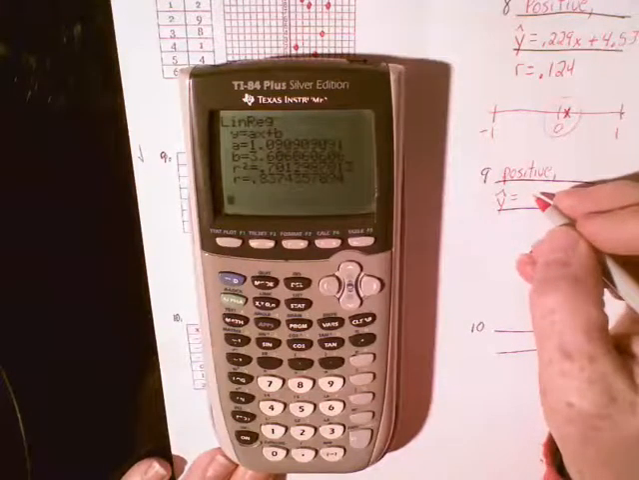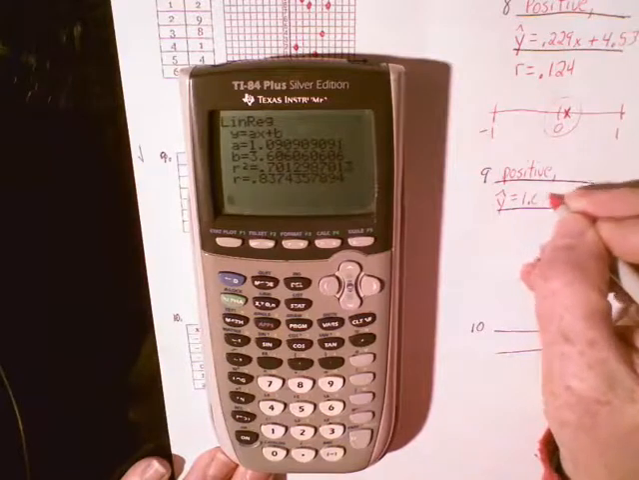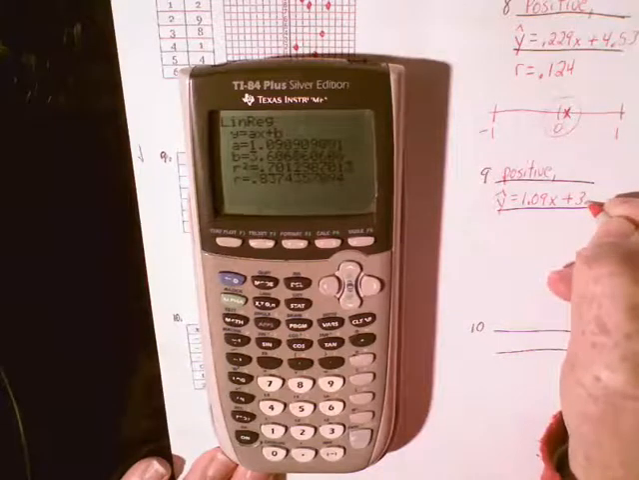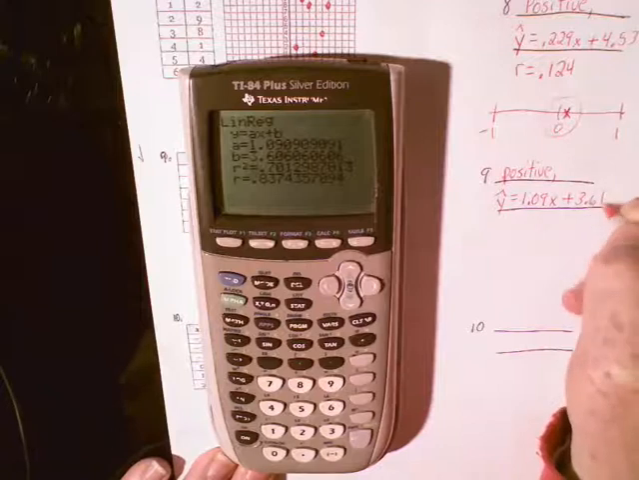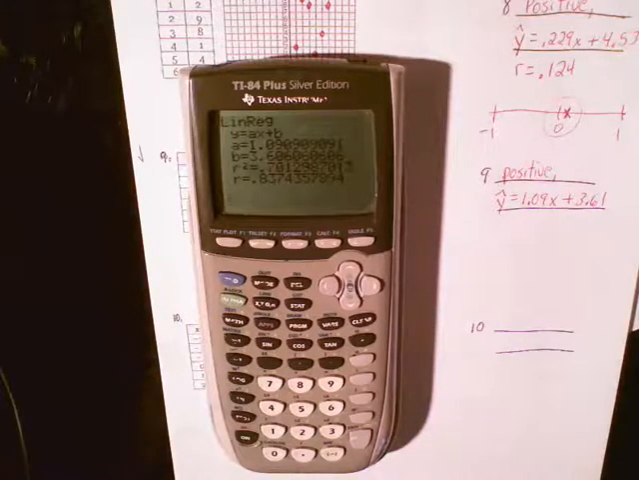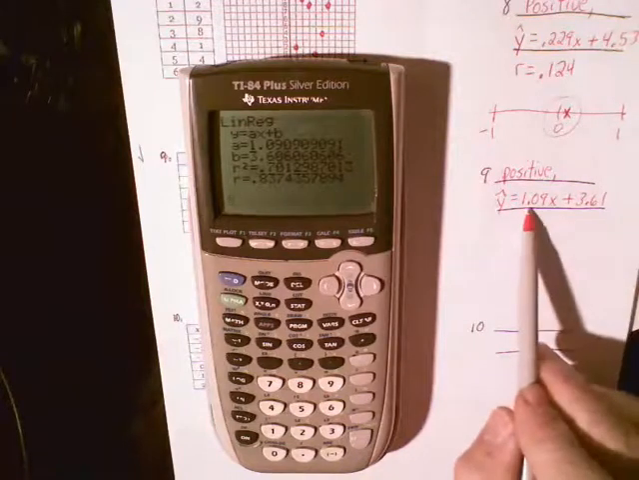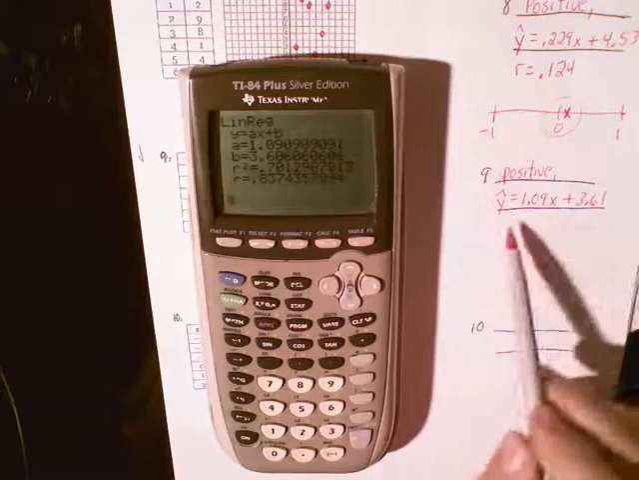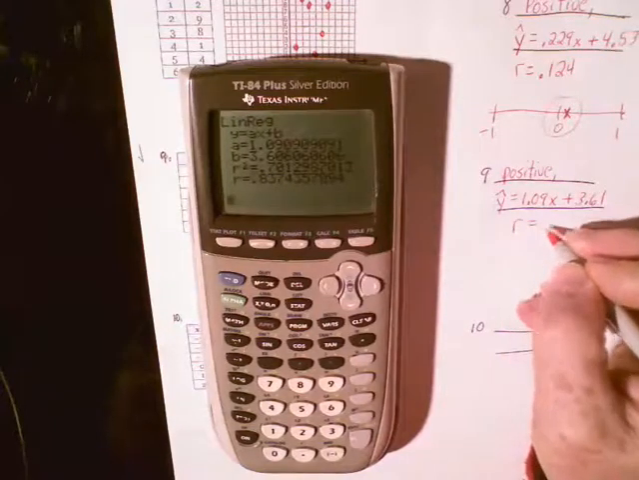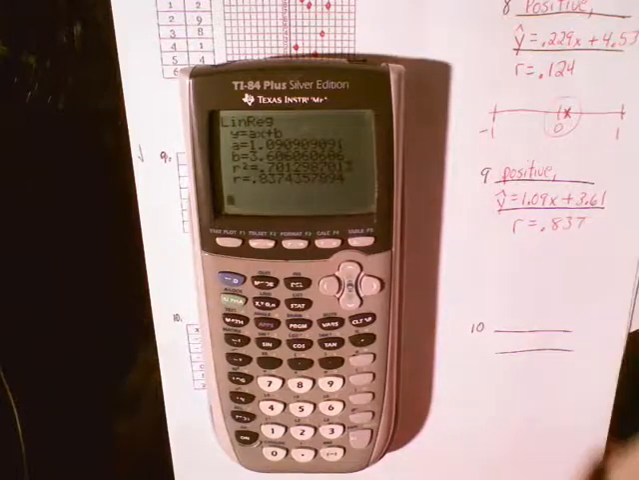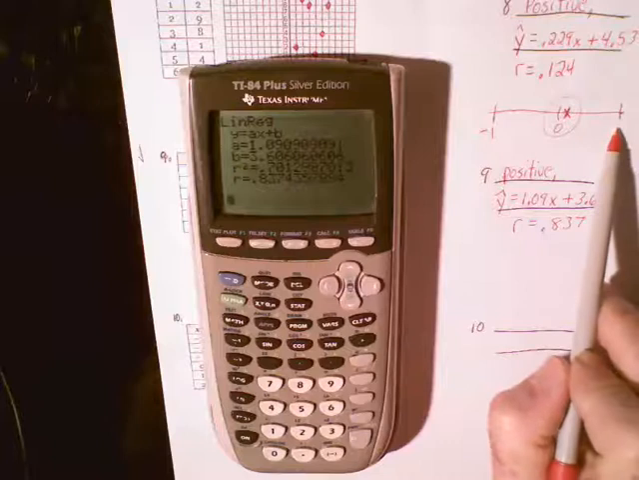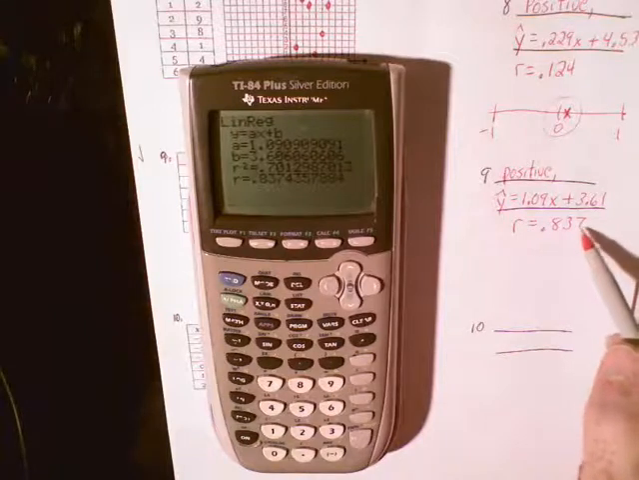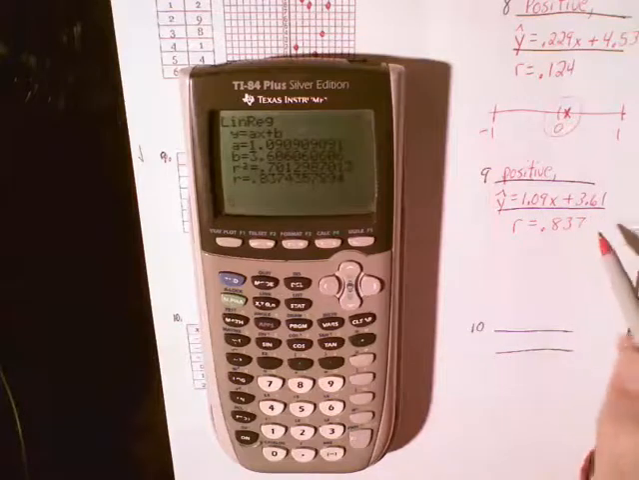So our slope is 1.09 times x. Our B is 3.61. Notice it's got a positive slope. That's where this positive comes in. Slope's positive, so it's telling us it's going up from the left to the right. And then our R is 0.837. Notice how big this is compared to that. It's a lot closer to positive 1. So that means it does look like there is some correlation to the X's and Y's this time.